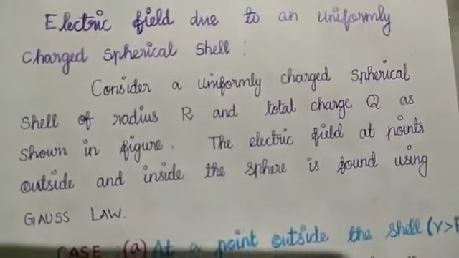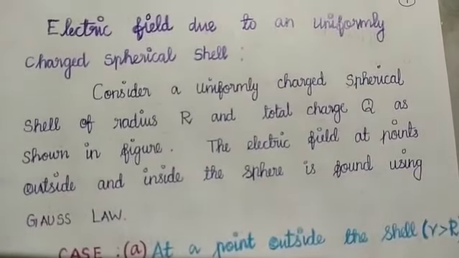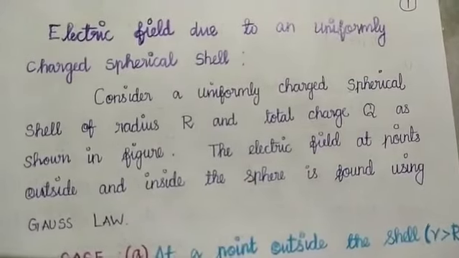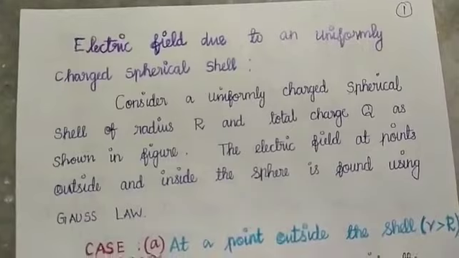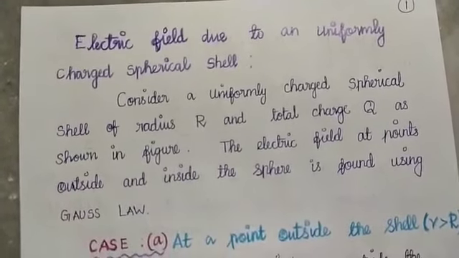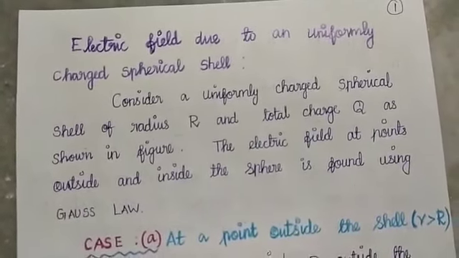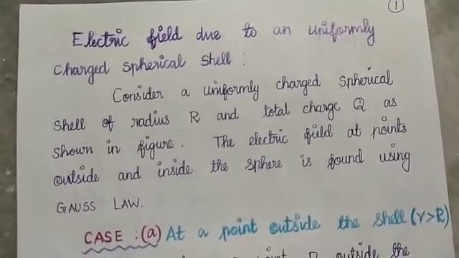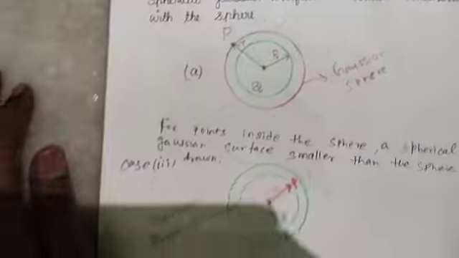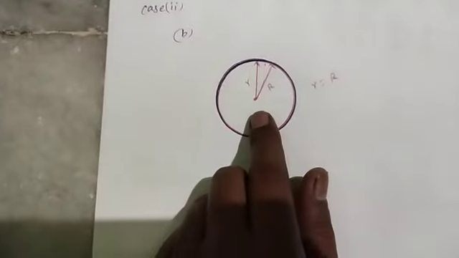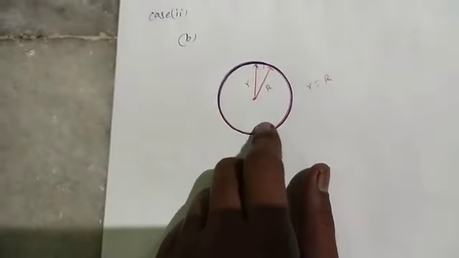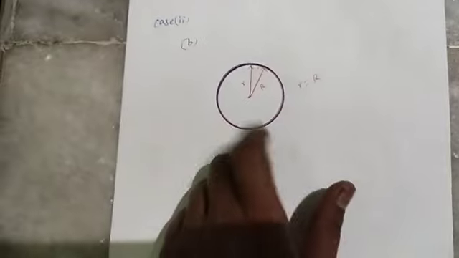Consider a uniformly charged spherical shell of radius capital R and total charge Q as shown in the figure. The electric field at points outside and inside the sphere is found using Gauss law. This is outside, this is inside, and another is on the surface. Both are equal, the Gaussian surface and the spherical surface will be equal. Another case.